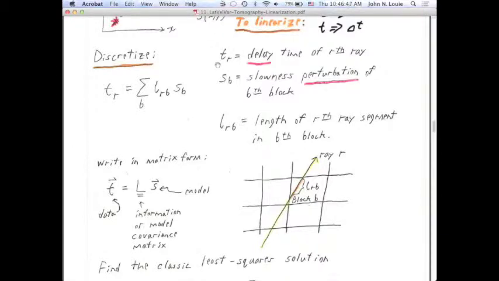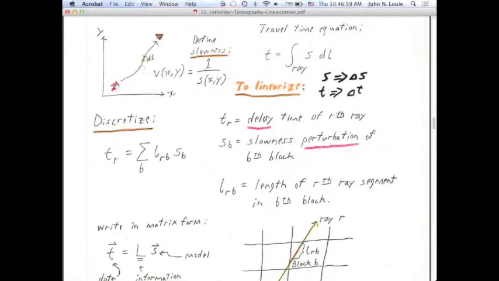Okay, so we're going to talk about the time t. T sub r is the delay time of ray number r. Okay, this ray, it's ray number r. And the next ray, well, maybe that's a ray in a totally different place. But for some reason, that's ray r plus one. And then a totally different ray in some other place, maybe or maybe not crossing these other rays, that'll be ray r plus 2, and so forth. So we've got some arbitrary numbering of the rays.